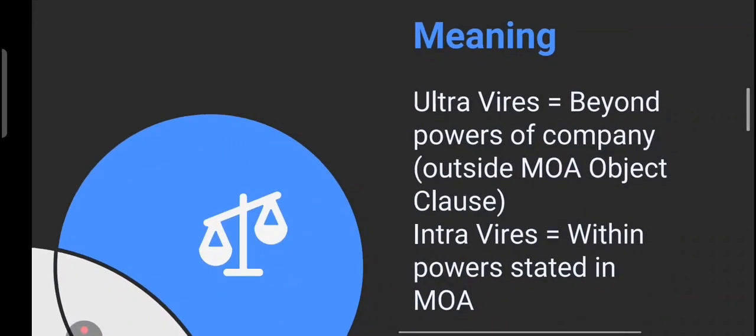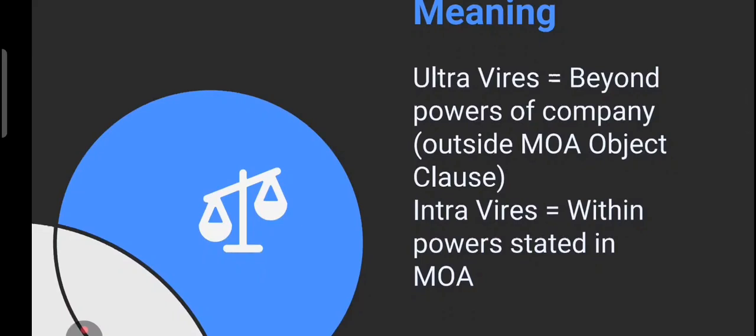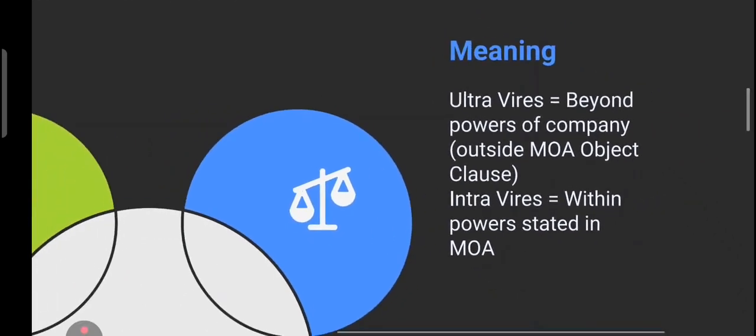MOA. So if you are taking any action which is outside what is written in the company MOA, it is called ultra vires, right? Means beyond the power of the company. If something is done within the power mentioned, it is called intra vires. So two things are there. Ultra vires means beyond the power of the company, and intra vires means something within the power mentioned. So this is the difference between ultra vires and intra vires.